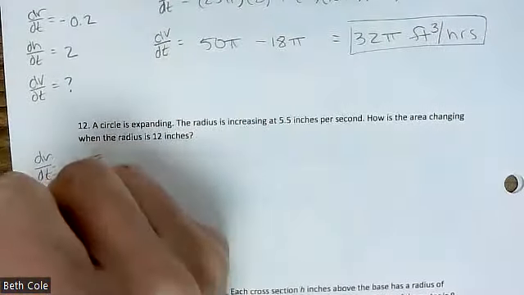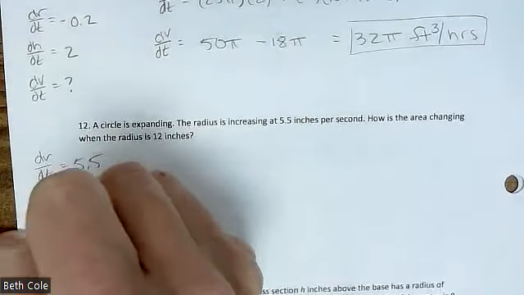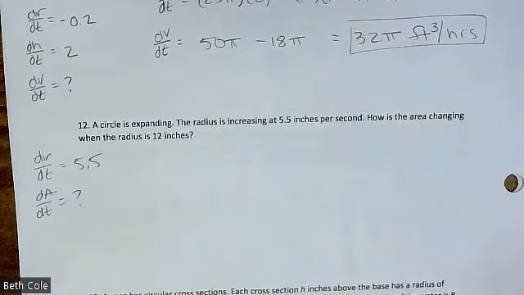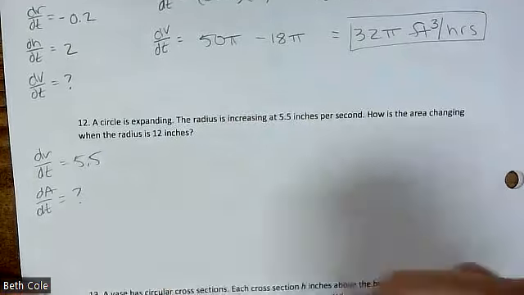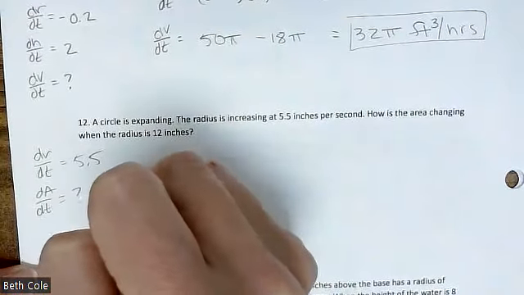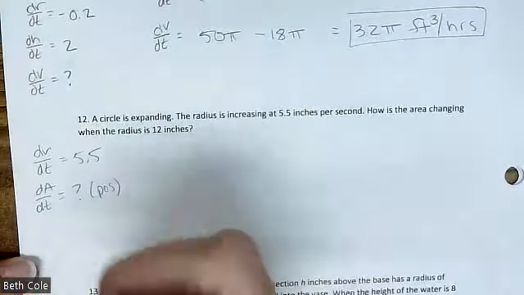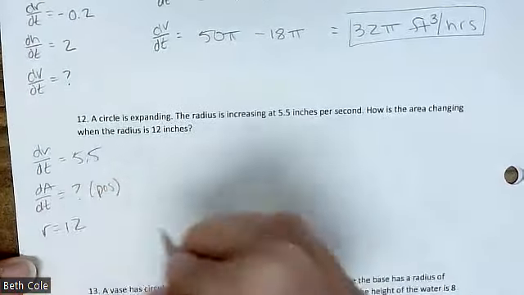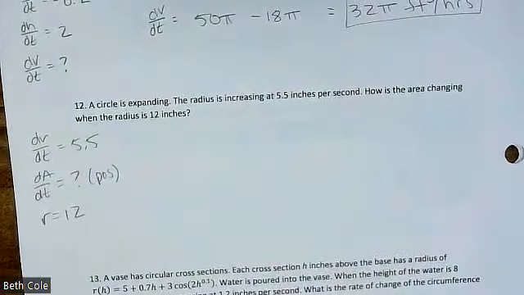How is the area changing? So dA dt is your question mark. It's going to be positive because the circle is expanding. And then you have to pause at a certain moment. So when the radius is 12 inches, you'll notice you weren't given a formula for this one.